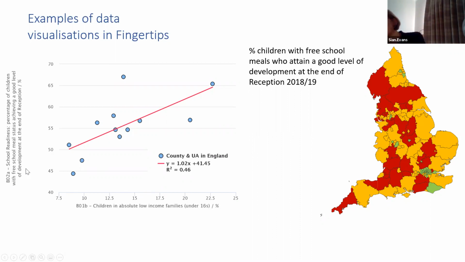Sorry, I'm just looking around my monitor to double check that. And this is one of those where it bucks the trend. So actually, you get better outcomes in children who live in more deprived areas. And this is just how it looks on one of the maps.